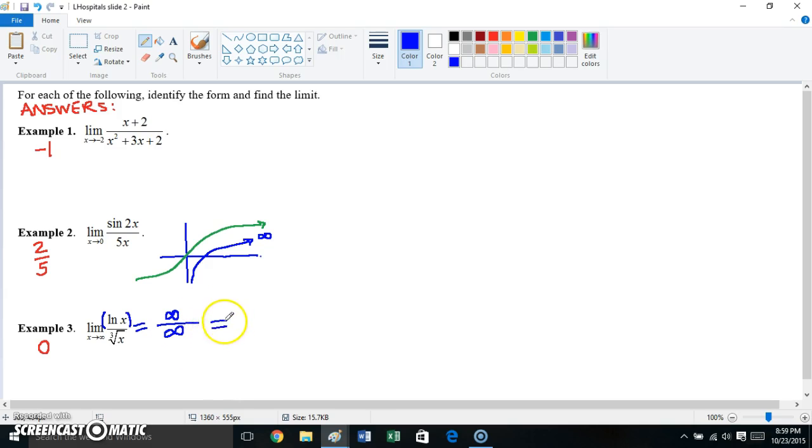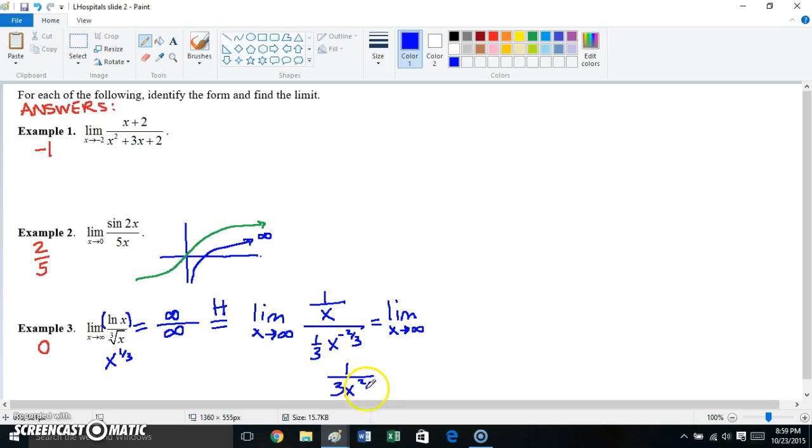All right, so we're going to apply L'Hopital's rule, which means we're going to take the limit as x approaches infinity of the derivative of the natural log of x over the derivative of x to the 1/3. So that's 1/x over 1/3 x to the negative 2/3. Let's do a little algebraic simplification. So this is really 1 over 3x to the 2/3 in the denominator.